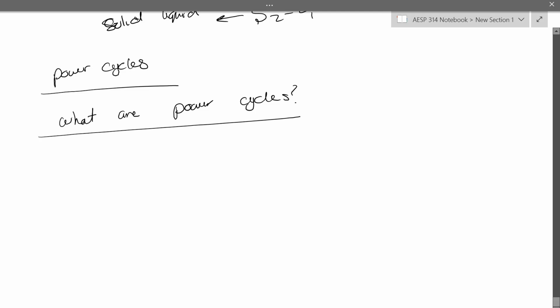So we're going to talk about power cycles. The first question we need to answer is, what are power cycles? To be able to answer this question, you need to understand what thermodynamic cycles are first. Is there anyone who can tell me what a thermodynamic cycle is? So two questions. First, can you tell me what thermodynamic cycles are? And second, did you go over thermodynamic cycles in your Thermo 1 at all?